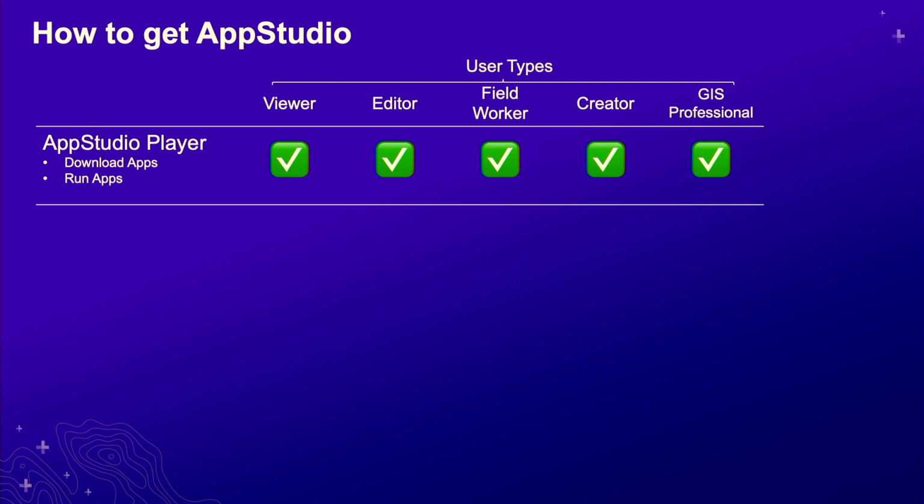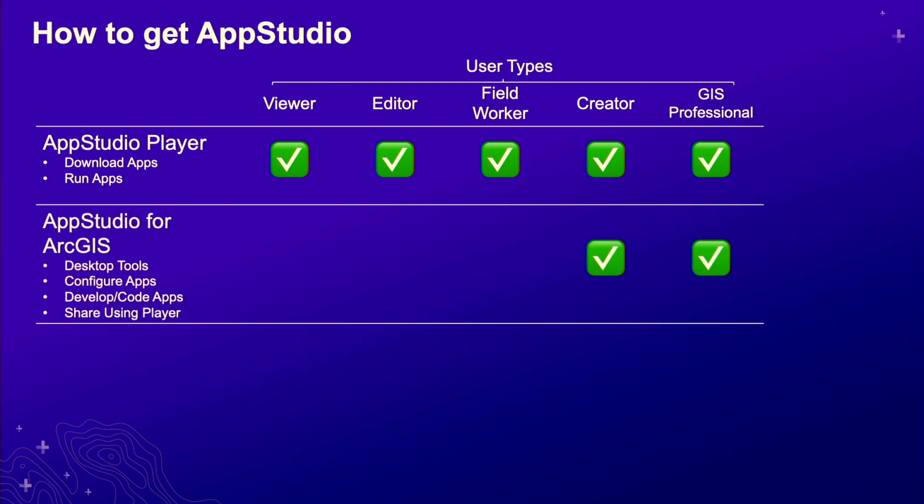So all these different user types have access to AppStudio Player. And then we have the AppStudio for ArcGIS license. This is the license that gives us the desktop tool, gives us AppStudio Desktop, allows us to configure new apps, share those apps into our ArcGIS organization.